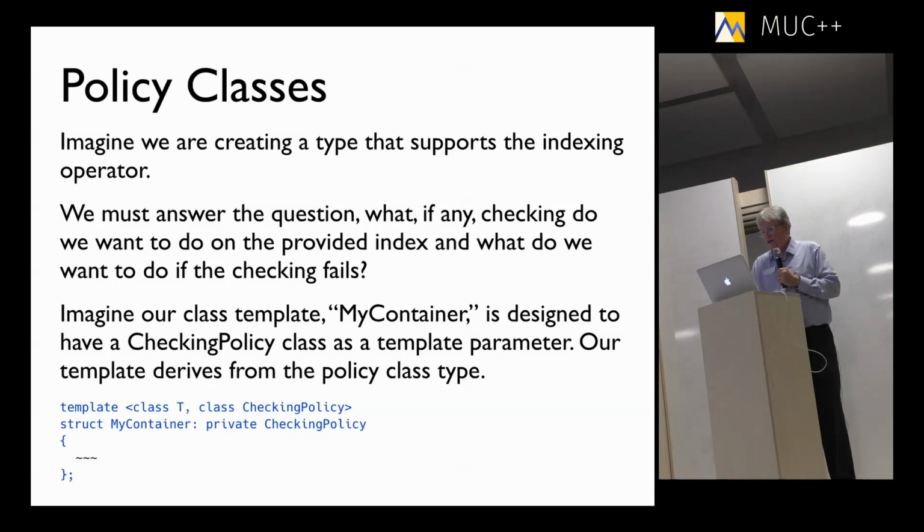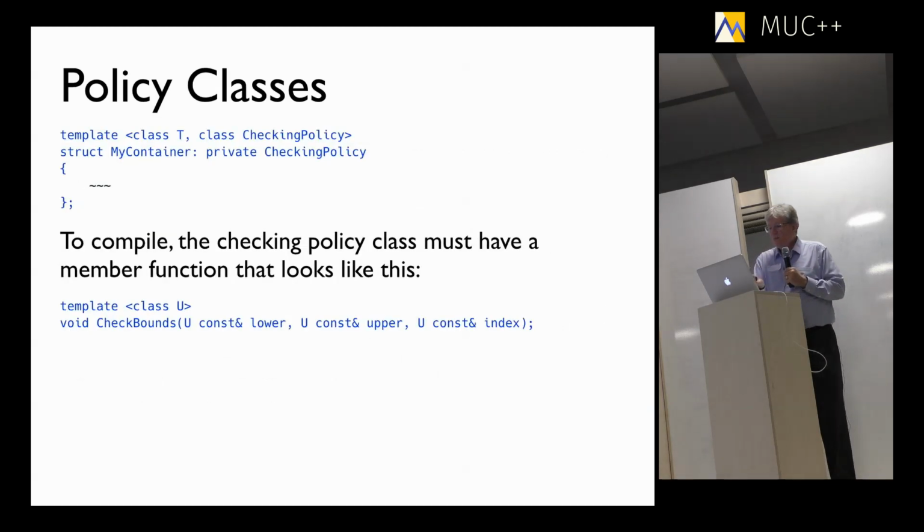The way this is implemented is, this is a templated parameter that I'm going to derive from. So what that means is, if this checking policy class has a member function, I can just call it, because it's going to be in my base class. So what is my checking policy function going to look like? Well, it basically has to have a member that says check bounds. I'm going to pass in the lower bound, the upper bound, and the actual index, so that the checking policy can check to see if it's in bounds or not.